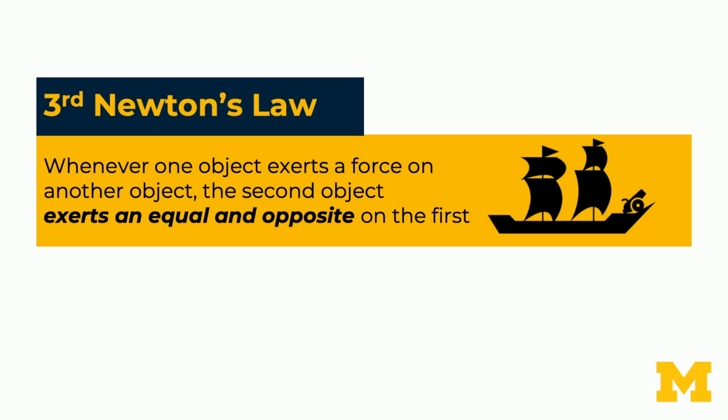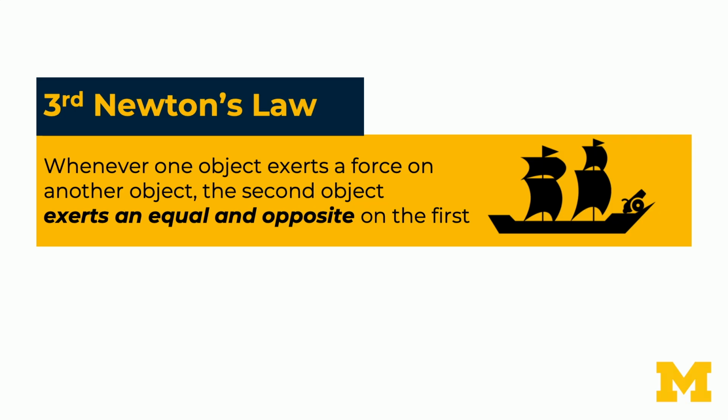All right, let's talk about Newton's third law. Newton's third law helps us understand how thrust works on a rocket. And his third law says whenever one object exerts a force on another object, the second object exerts an equal and opposite force on the first object.